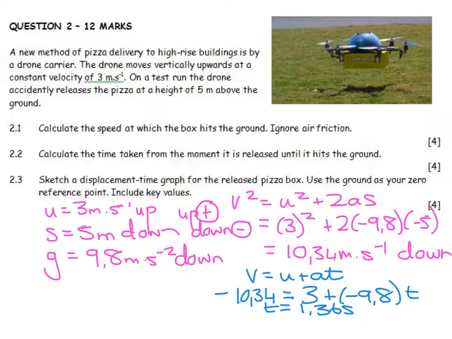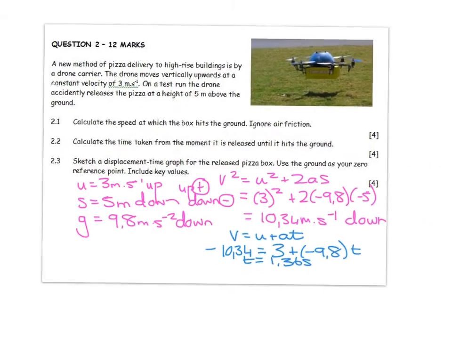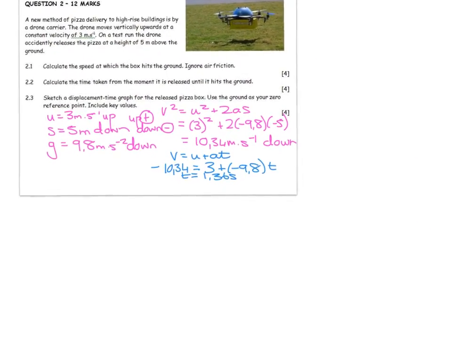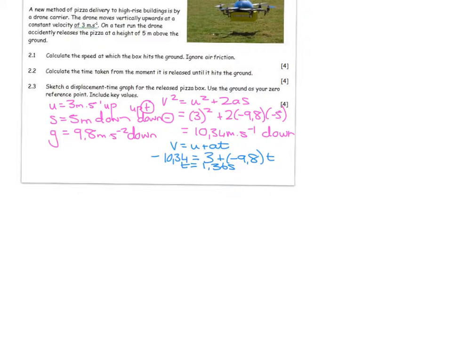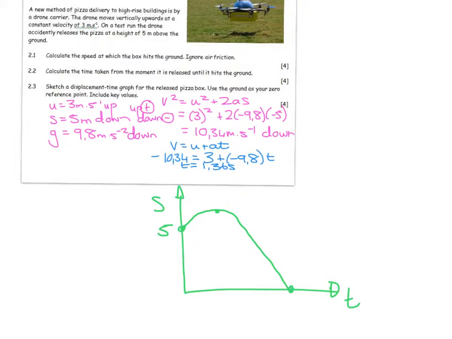1.36 seconds. I'm then asked to sketch a displacement time graph for the released pizza box. Use the ground as your zero reference and include your key values. So it's displacement time. Initially, I'm 5 meters above the ground. The pizza box will go up at 3 to start, stop in mid-air, come back on itself, and then continue all the way down to the ground. And I know that this takes 1.36 seconds, and I haven't really got very much more information than that.